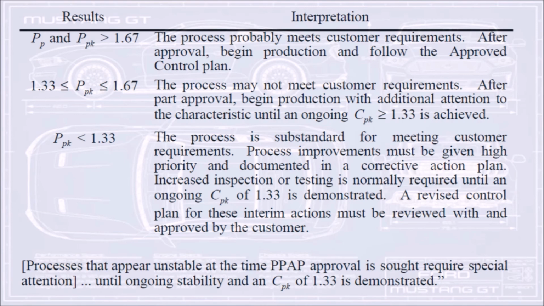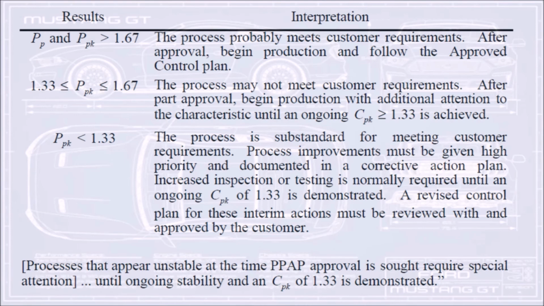1.33 less than or equal to PPK less than or equal to 1.67. The process may not meet customer requirements. After part approval, begin production with additional attention to the characteristic until an ongoing CPK greater than or equal to 1.33 is achieved. PPK less than 1.33.